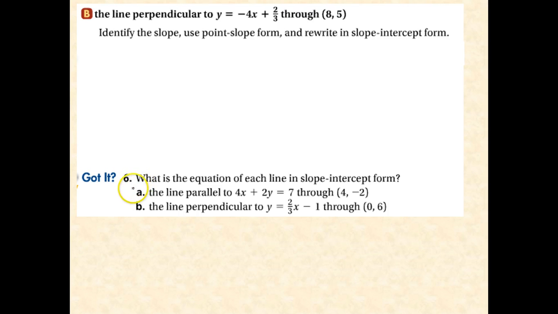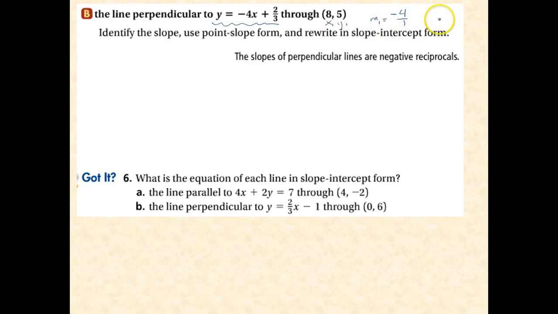Okay, B. The line perpendicular to this goes through the point 8, 5. So there's my x1, y1. So, slopes of perpendicular lines are negative reciprocals. So the slope of this line is -4. We can think of that as -4 over 1. So then what's the slope of our perpendicular line going to be? It's going to be the opposite sign, which is positive, and then flip that over and it's 1/4. So our slope is 1/4.